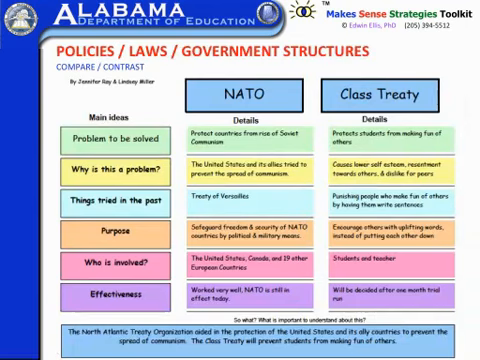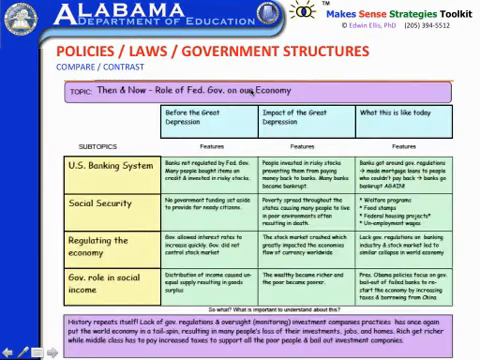Here's one that compares NATO to the Warsaw Pact. This one is called a 3x4, which means we're comparing three different things across four subtopics. And then, now, the role of the federal government in our economy. So you have before the Great Depression, the impact of the Great Depression, and what it's like today in terms of the banking system, Social Security, regulating the economy, and so forth.